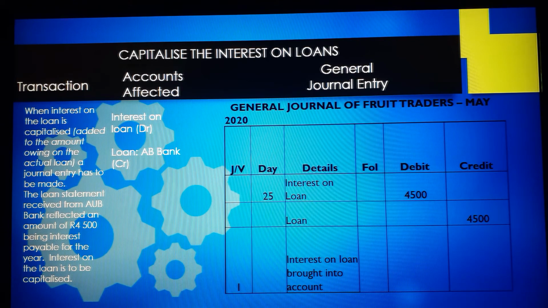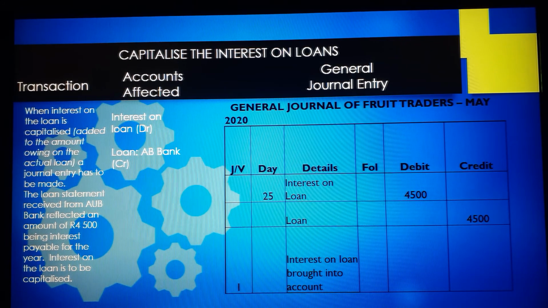And in basic terms, interest, for example, on a mortgage bond, in most cases, the interest is capitalized, meaning it's added back to the capital amount of the loan. So the interest isn't necessarily paid every year, but it's calculated and added on to the capital. So when it is capitalized, it is added to the amount owing on the actual loan, and a journal entry needs to be made. So again, the general journal would record this.